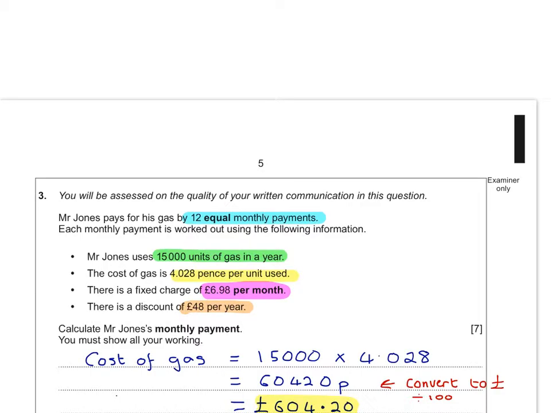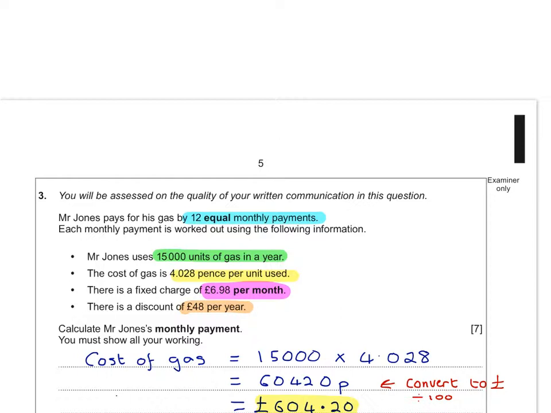It's just like the other questions we've done in this style with fuel bills. Okay? So this could have come in Unit 1 because it's talking about real world maths. So fuel bill, it says Mr. Jones is paying for his gas by 12 equal monthly payments. Each monthly payment is worked out using the following information.